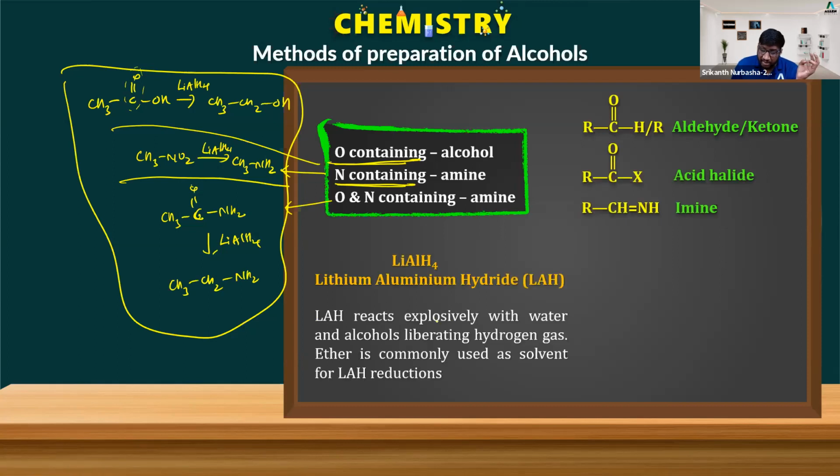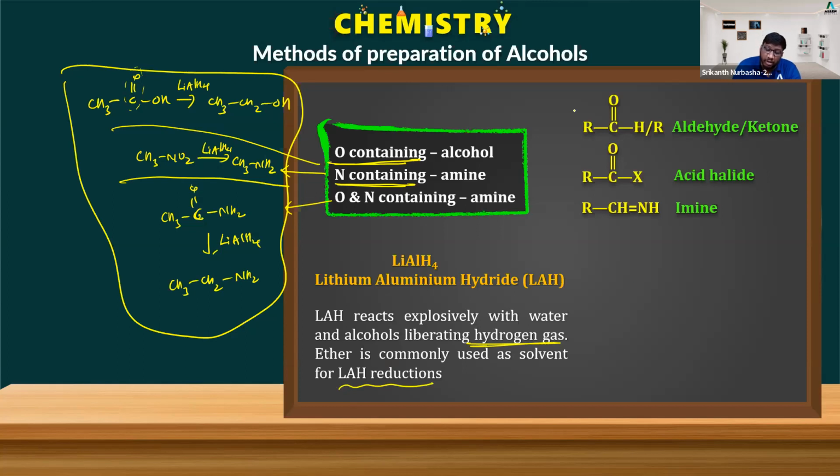Lithium aluminum hydride reacts explosively with water and alcohols, like LiAlH4 in H2O or LiAlH4 in ROH alcohol. They will react extensively and form hydrogen gas. And ether is commonly used as solvent for lithium aluminum hydride reductions.